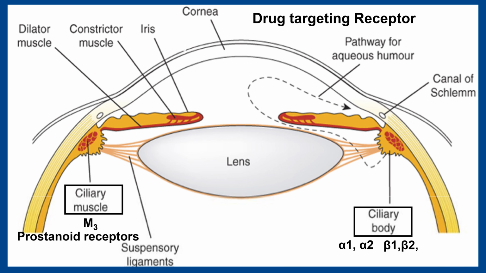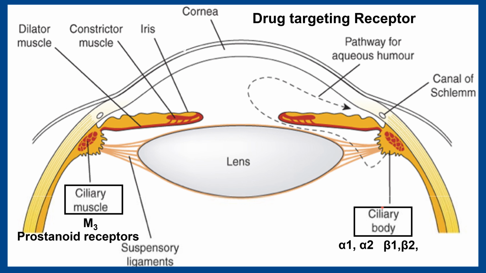Drug targeting receptors. Before starting with the pharmacotherapy or drug treatment of glaucoma, we'll discuss briefly the different types of receptors present in the eye that contribute to the management of glaucoma. There are three types of receptors involved in glaucoma. These include the muscarinic receptors, which are mainly present in the ciliary muscles. In the ciliary muscles there is a presence of M3 receptors, that is muscarinic receptors.